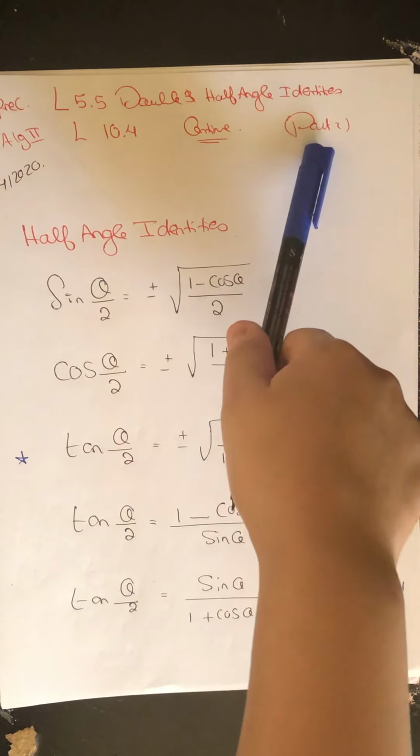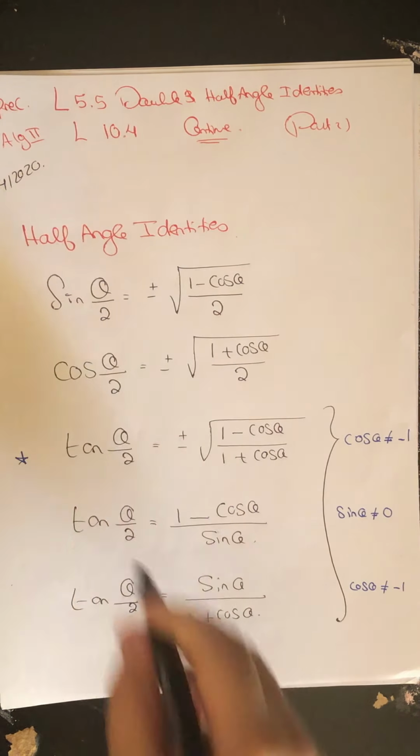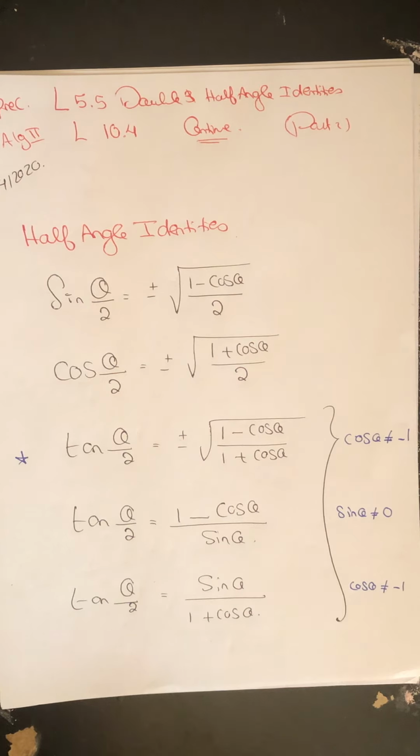This is the second part of lesson 10.4 in your book regarding double and half angle identities. Last time we spoke about double angle identities. This time I will discuss half angle identities. So we have fixed ones.